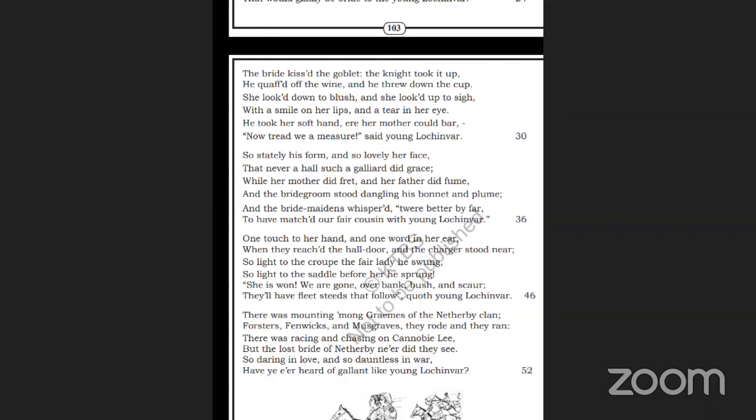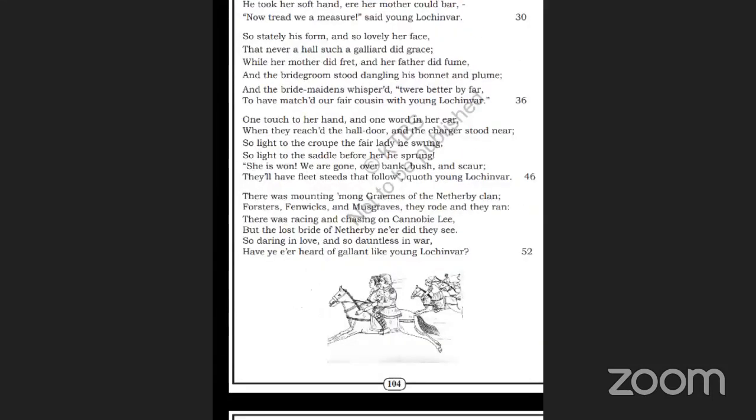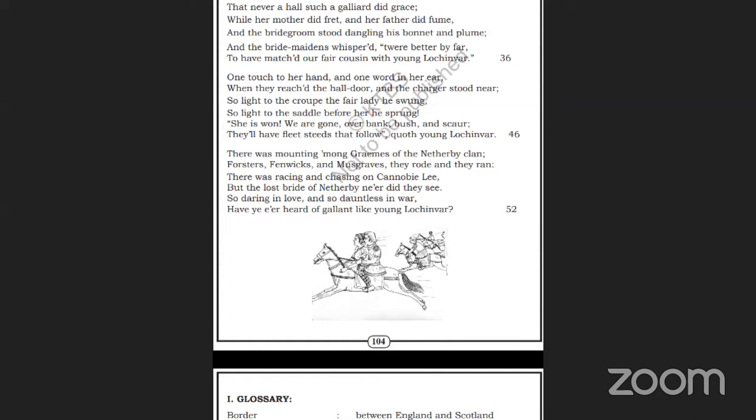Last stanza is very simple, nothing much to explain. There was mounting among grains of the Netherby clan, Fosters, Fenwicks, Musgraves. Now I will first tell you who these are. Remember, these are the tribal people who stay in between England and Scotland. These are the names of the tribes and clans who live nearby England and Scotland.